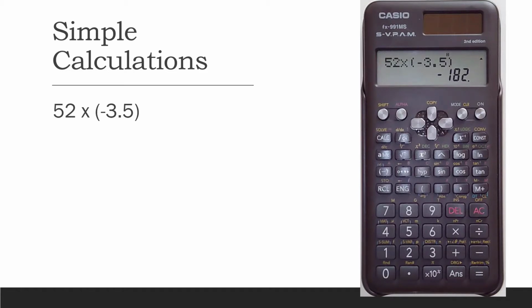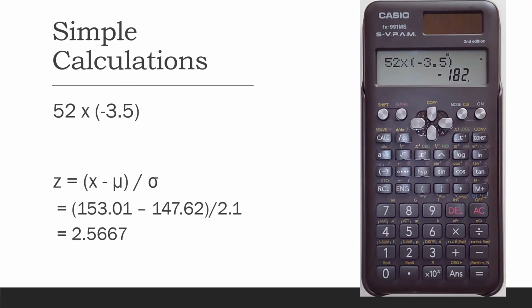This was another simple calculation. So now when you use this calculator for statistical purposes, there are many tests which you do. For example, the Z test and T test. There you need to find out the value of Z calculated or T calculated, and that's what I am doing here in this example. I want to find out the value of Z calculated, which is given by x minus mu divided by sigma. And here I have some sample values as well. Let's say my x is 153.01, my mu is 147.62, and so on.